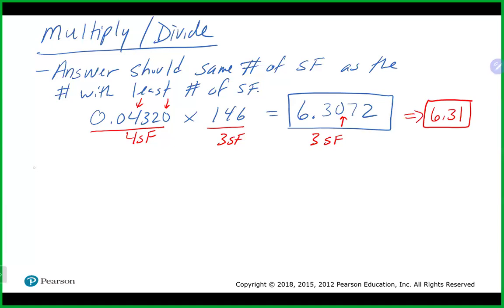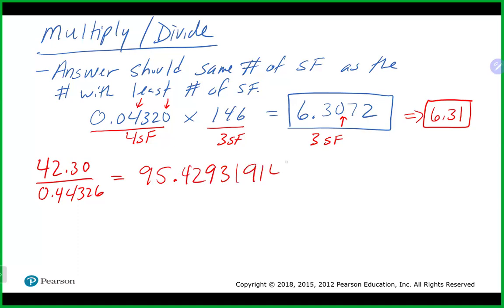Now, if I had 42.30 divided by 0.44326, give the answer to the proper number of digits. I'll do it. Okay, so we punch this into our calculator. On our calculator, we have this display: 95.429319114.